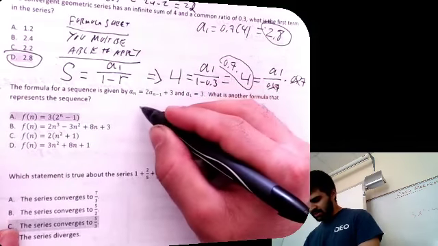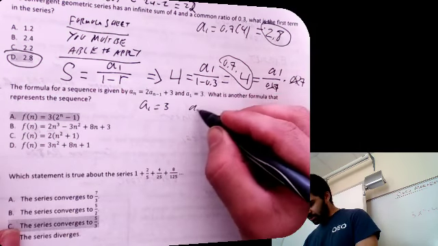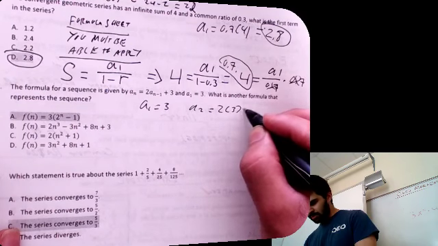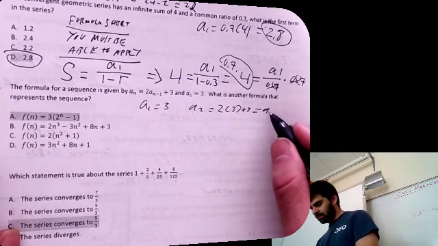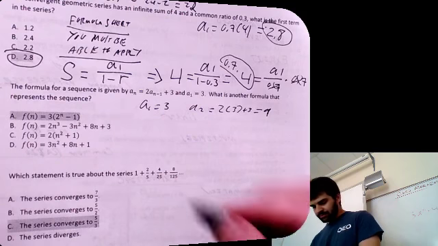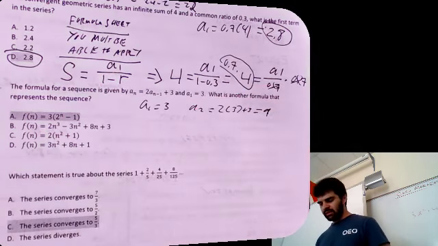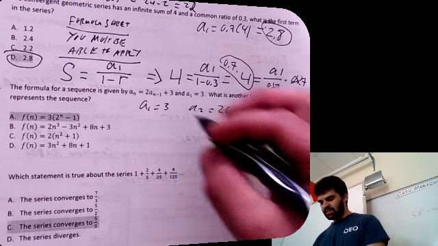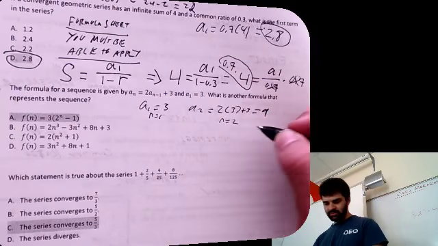In this case, a_1 equals 3, and a_2 is equal to 2 times the previous term, which is 3, plus 3, which is equal to 9. So, that being said, we have f(n) is equal to 3 times 2^(n-1). This is the right answer, but let's see why it is. This is when n equals 1 for the first term. This is when n equals 2, the second term.